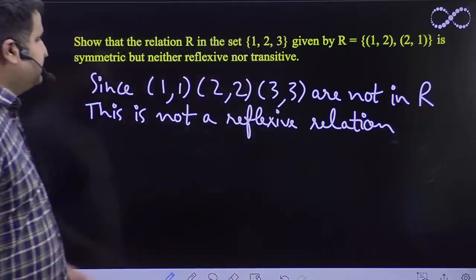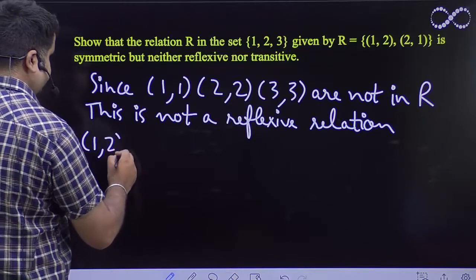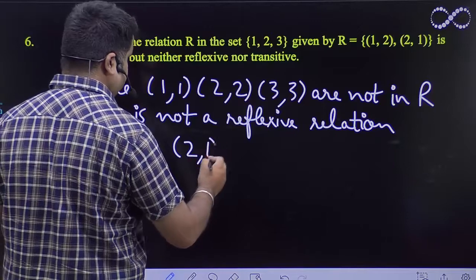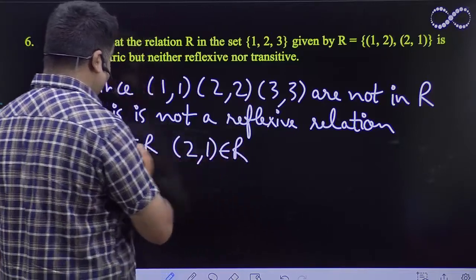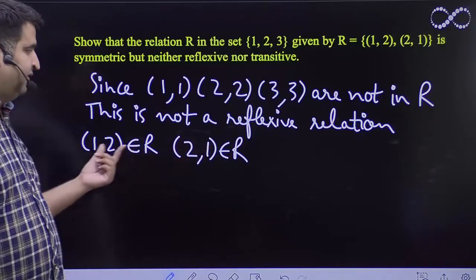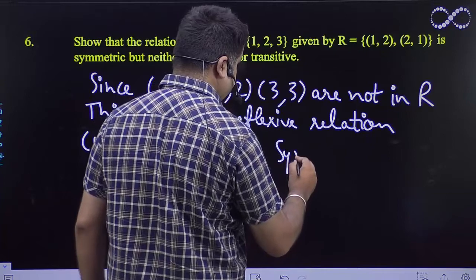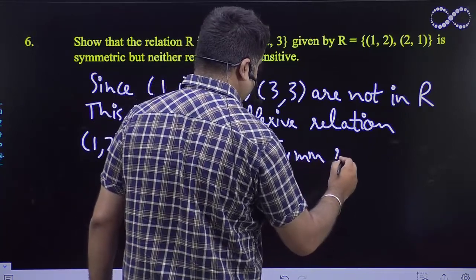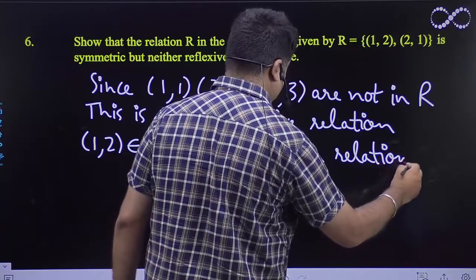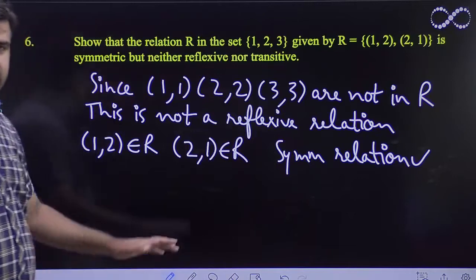Next, let's check for symmetric relation. (1, 2) is there. (2, 1) is there. So we have (1, 2) and we have the reverse of (1, 2) which is (2, 1). If both are present, therefore this is a symmetric relation. So this is a symmetric relation. Reflexive relation, it is not.